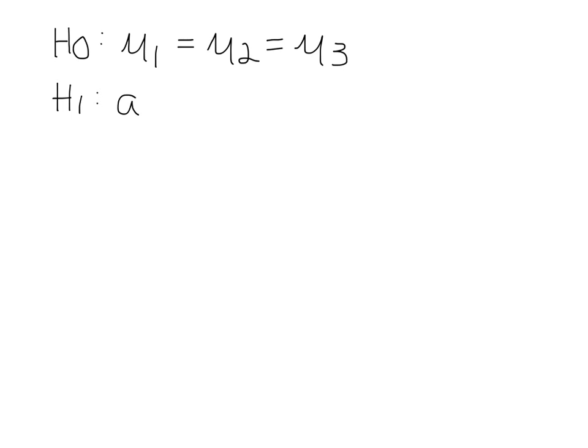Next, we want to state our hypothesis. So H naught is mu1 equals mu2 equals mu3. This means that H1 is at least one of the means differs from the others.